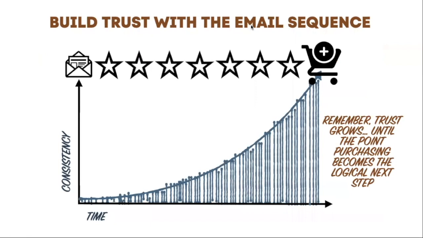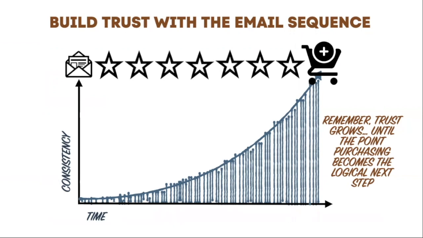Here's what you do with the email sequence. Okay, so you're going to build trust with the email sequence. When someone opts in, remember, we're going to add value. We're going to add value. At some point, we'll ask for an offer, ask for a sale. If they purchase, great, pull them out of that sequence and put them into a sequence where you show them how to use the product they just purchased and you onboard them. But if they don't purchase, you just keep offering value. Trust grows with consistency and time. So trust will grow until at some point in the future, purchasing becomes the logical next best step for the person that is in your audience.